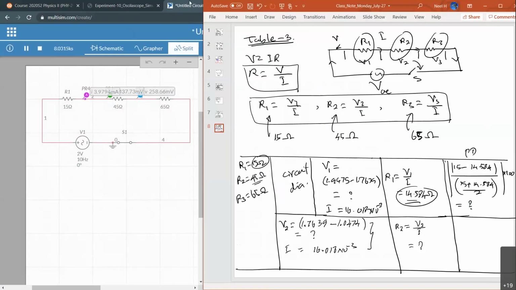Let's do the calculation. What we have is 1.7639 minus 1.0474, close parentheses, divided by 16.018 times 10 to the power negative 3. If you do the calculation, I'm getting 44.731. That's close enough, right? 44.731. We're going to use 5 significant figures because you can measure everything to 5 sig figs.